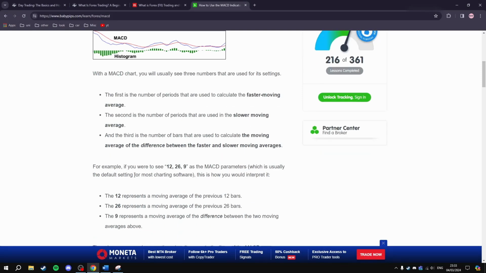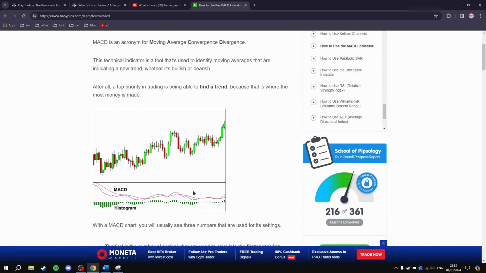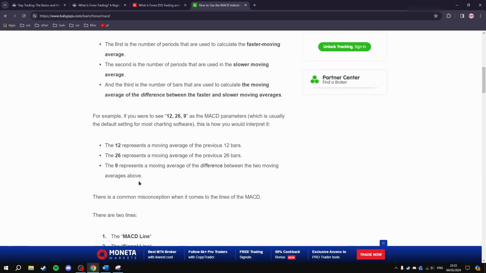For example, if you were to see 12, 26, 9 as the MACD parameters, which is usually the default settings for most charting software, this is how you would interpret it. 12 represents a moving average of the previous 12 bars, 26 represents a moving average of the previous 26 bars, the 9 represents a moving average of the difference between the two moving averages above. Yeah, I don't really know how they got the 9 from the difference between the two.